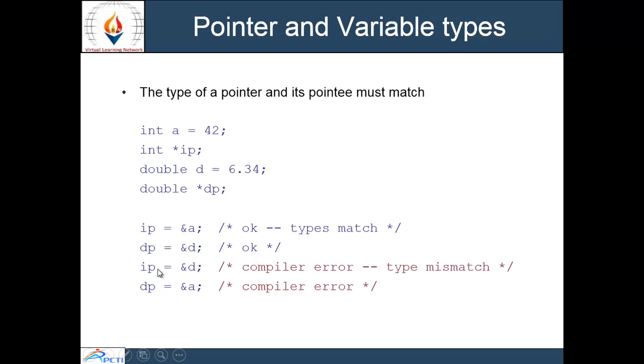Next statement, ip = &d. This will show us a compiler error because here ip is of integer type and the address of the variable which we are going to point to is of double type. So it will show the compiler error. So when we are declaring a pointer and assigning the value, we need to take this caution. Both must be of the same data type, pointer as well as variable.